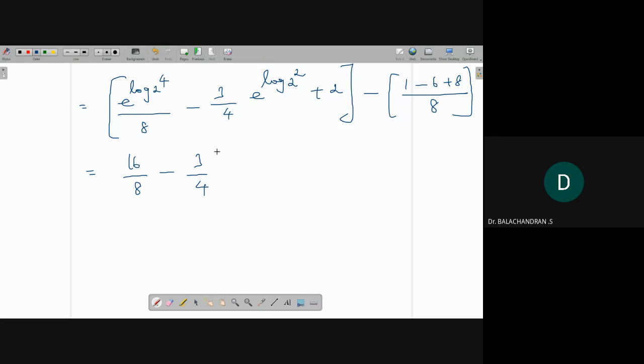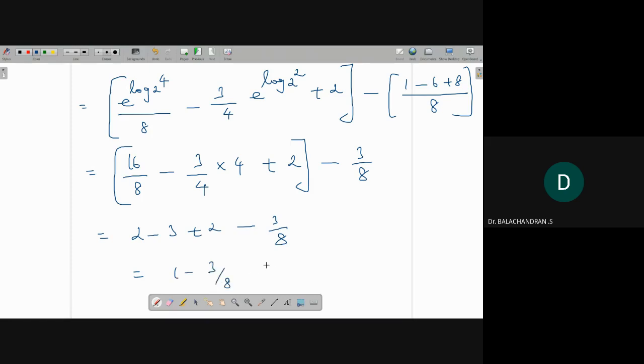This is 4. 2 square is 4, plus 2, minus 9 by 8, 3 by 8. Okay, this is 2, minus 3 by 8, plus 2 minus 3 by 8. So this is actually 4, 1 minus 3 by 8. Final answer 8 minus 3, 5 by 8. So this is the final answer.